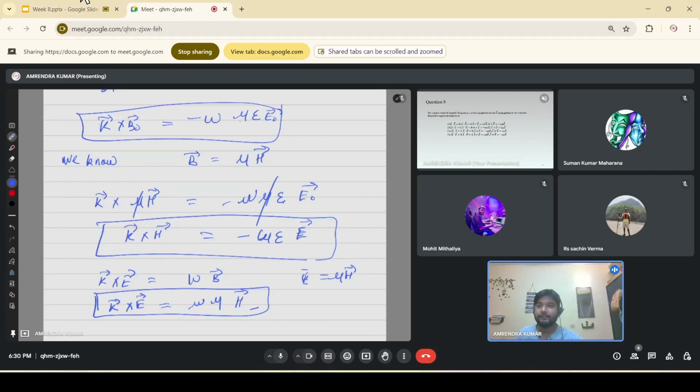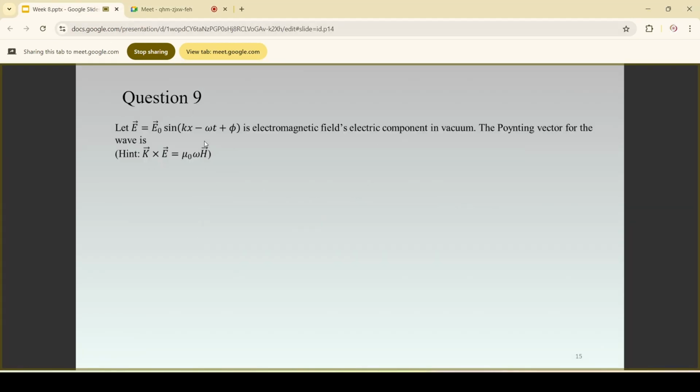Now let's go to the next question. Question number 9. We have been given an electric field E equal to E naught sine of (kx minus omega t plus phi), an electromagnetic field component in a vacuum. What will be the Poynting vector?